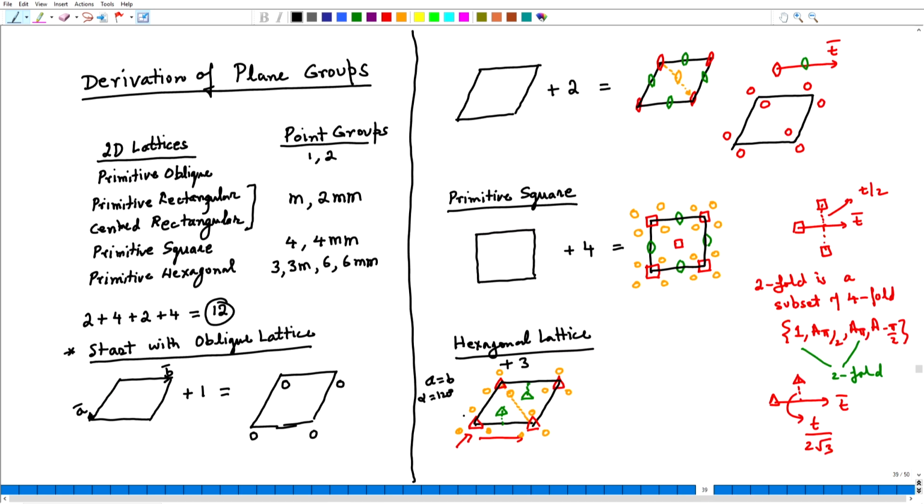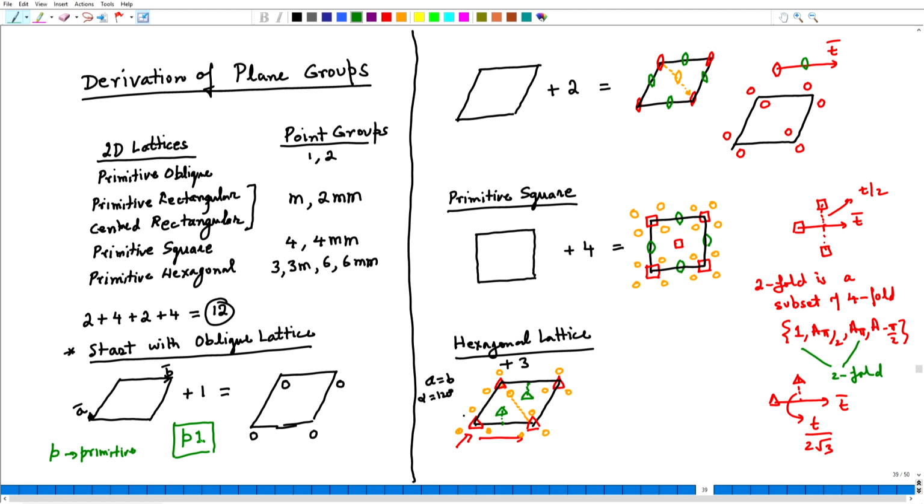This is where we had started deriving the plane group. So, let us look at the first plane group, where we added basically no symmetry to the oblique lattice, and this would simply be called P1. Now, P stands for primitive. So, the oblique lattice is a primitive lattice, and we have added no symmetry to it.